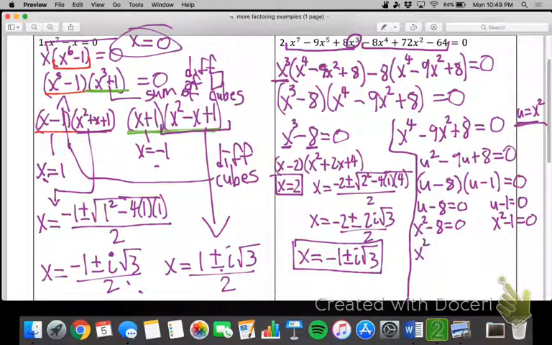So don't forget your plus or minuses, but x squared equals 8, so then x is going to equal plus or minus 2 square root 2. That's just simplifying the square root of 8. And here we're going to get x equals plus or minus 1. So that's 1, 2, 3, 4 more solutions, plus the 3 you already had, so that is 7 solutions to this behemoth of a factoring problem.